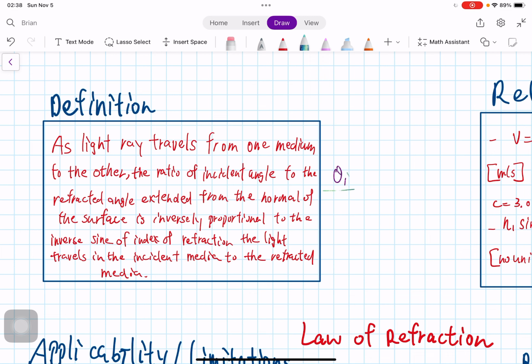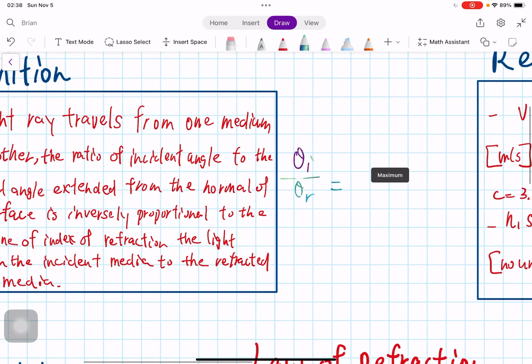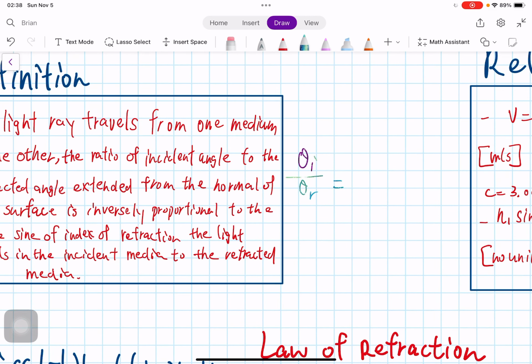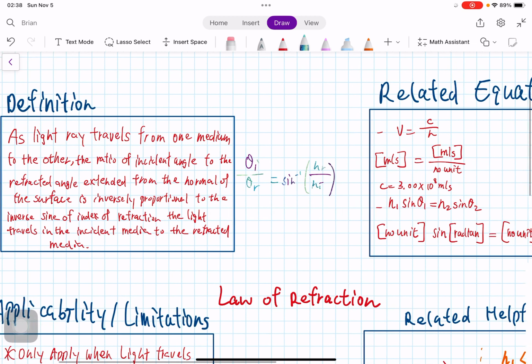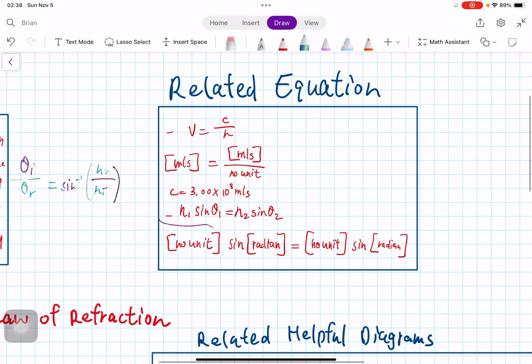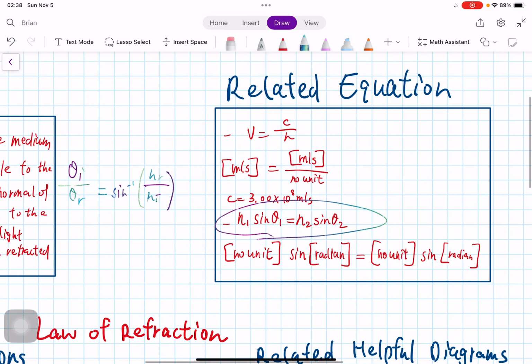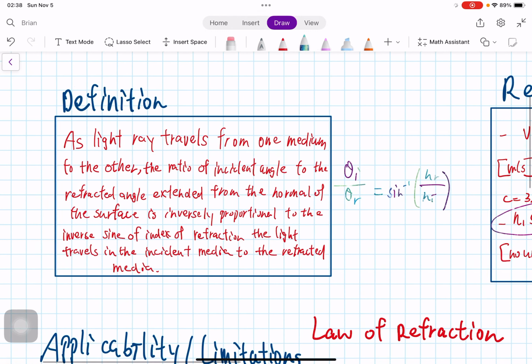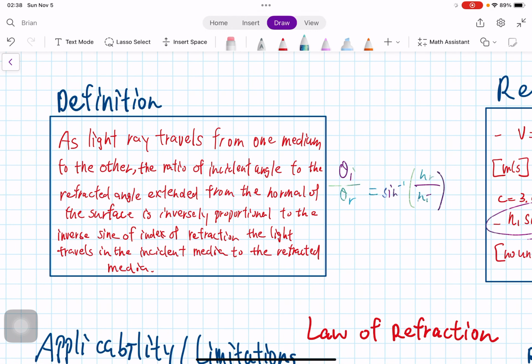That means that the angle is inversely proportional to the sine inverse of the refracted media over the incident media. And this is essentially what Snell's law tells us. I express it in this way, so I think it is more clear to say where the angle comes from and how the light ray changes when it goes from one media to the other.